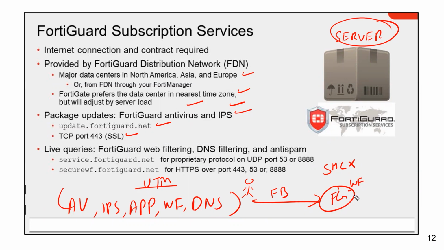So FortiGate does a live query to your FortiGuard server, and it asks, hey, somebody is coming with facebook.com, which category is it? FortiGuard says, this is the social media category. So FortiGate says, okay, this is blocked, I cannot allow this user to access Facebook, so go ahead and drop the packet. That is what live queries basically mean.